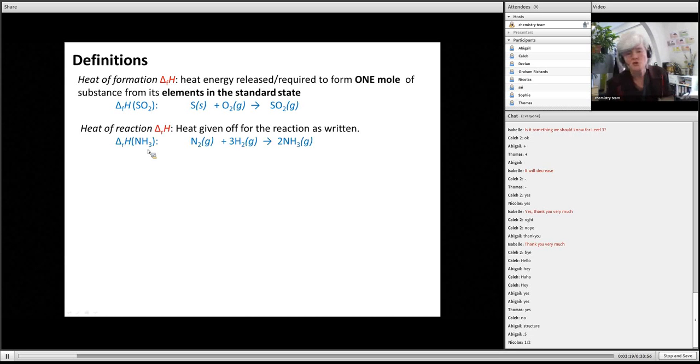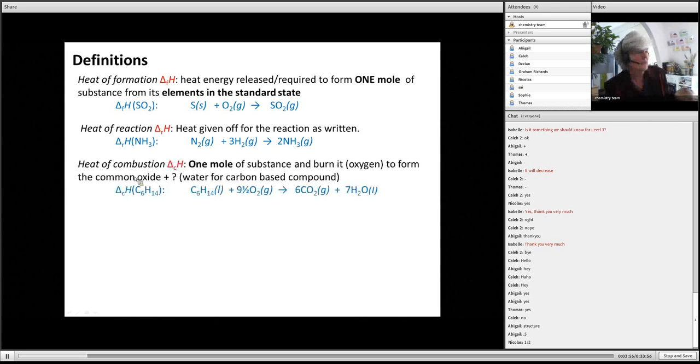Heat of reaction is always as given, so we normally would give you the reaction and say work out its heat of reaction. Or we'd give you the reaction, and give you the heat of reaction for you to work out for another given reaction. So it's always as written. If we give you a value, it's for this as written: 1 mole of N2, 3 moles of H2, and 2 moles of ammonia.